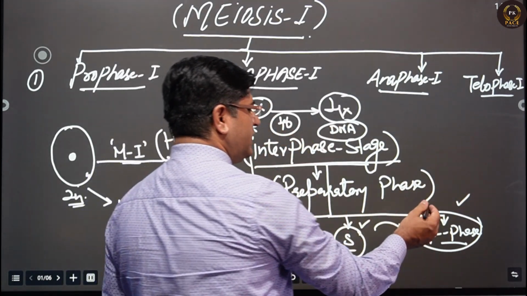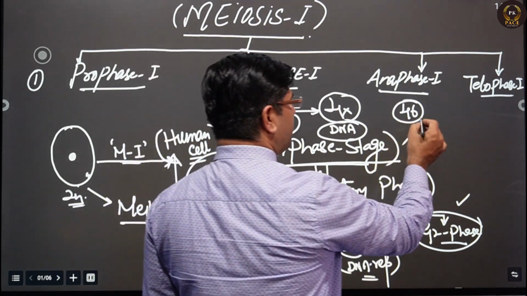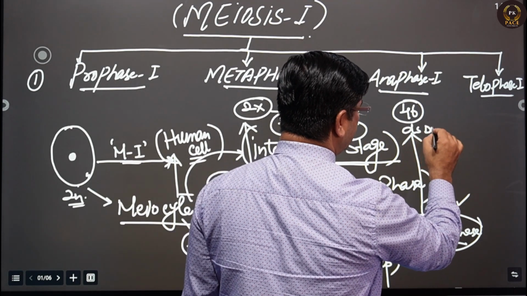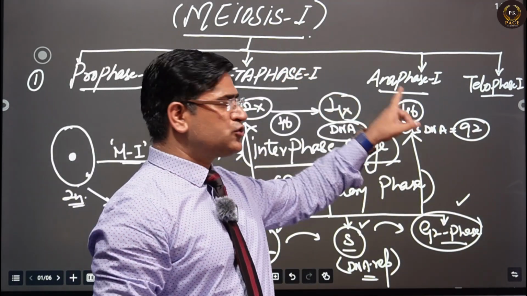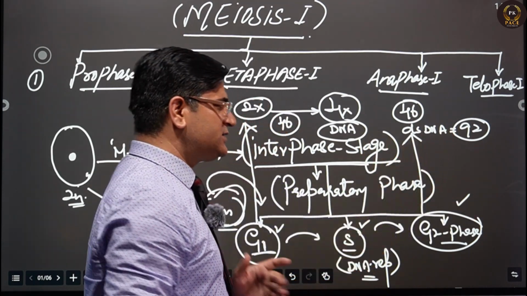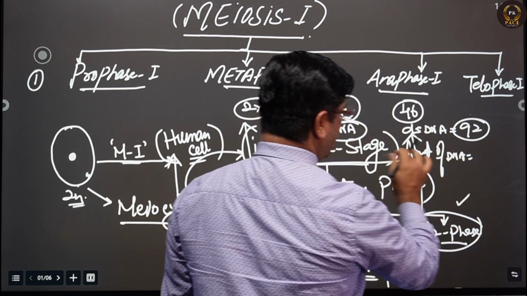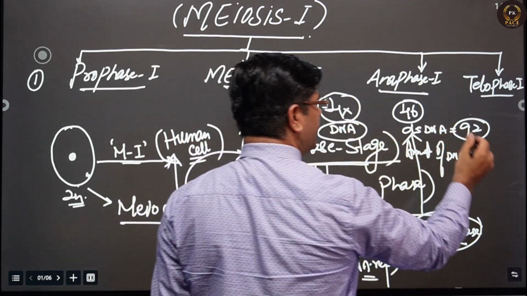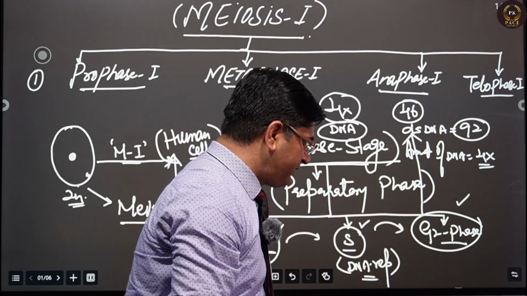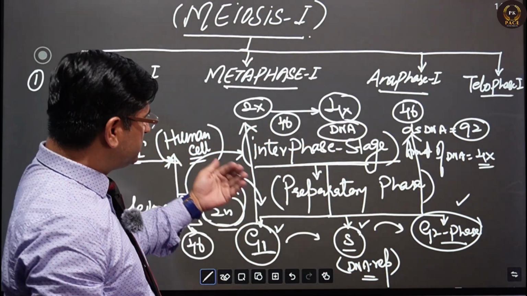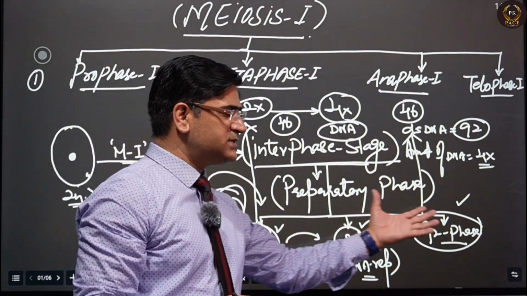When the G2 phase starts, inside the cell there will be the same number of chromosomes, 46. But the amount of DNA has increased, so the number of double-stranded DNA molecules will be 92. It means each chromosome has 2 chromatids. The amount of DNA is already 4x in the S phase, so it remains at the same 4x. This is the change which occurs during the interphase before meiosis 1. These changes occur inside the cells in the G1 phase, S phase and G2 phase.